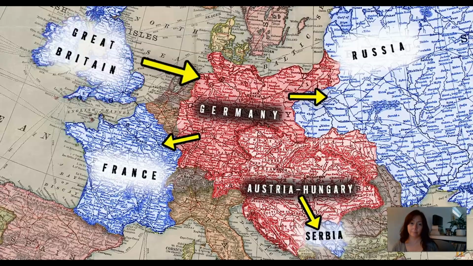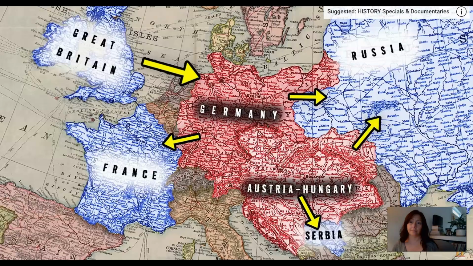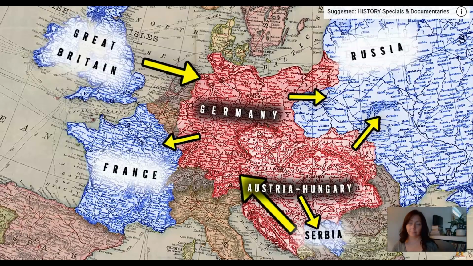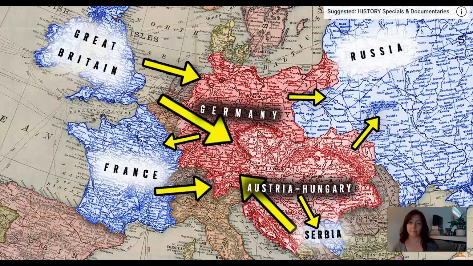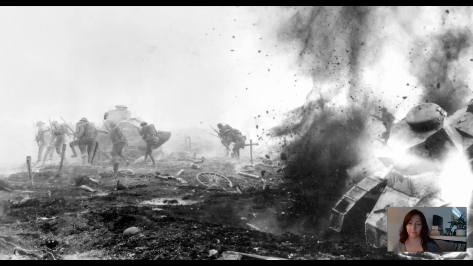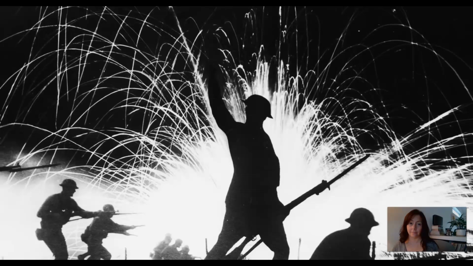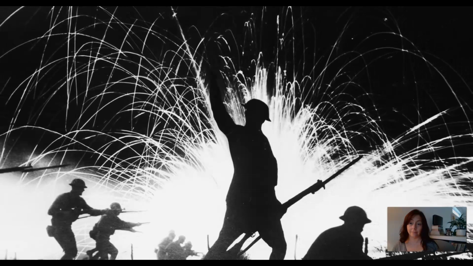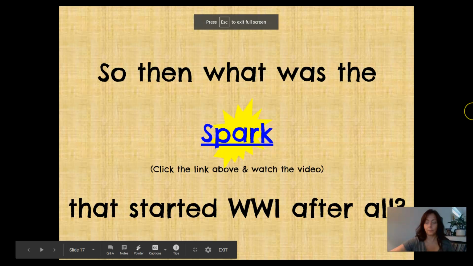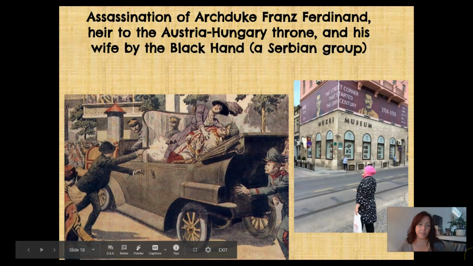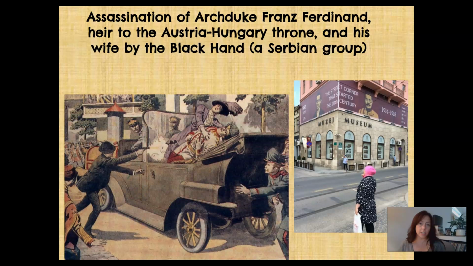In turn, Great Britain declares war on Germany. Austria-Hungary then declares war on Russia, Serbia declares war on Germany, and France and Great Britain declare war on Austria-Hungary. The First World War has begun, and all because of a wrong turn. The assassination of Archduke Franz Ferdinand, heir to the Austria-Hungary throne, and his wife by the Black Hand, which was a Serbian group, was the spark.